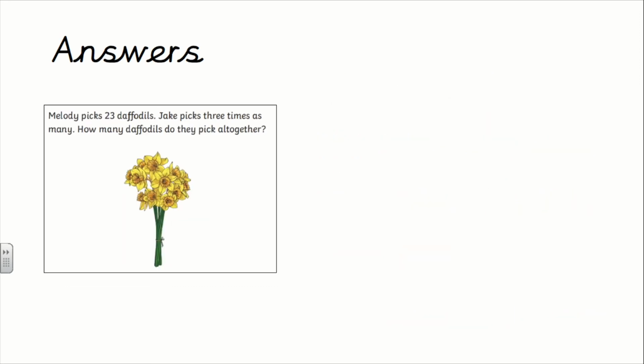So Melody with the daffodils. So how many daffodils did Jake have is the first thing we needed to work out. So Jake's daffodils, we did 3 times 3, which gave us 9, and 3 times 2, which gave us 6. So we know that Jake has 69.